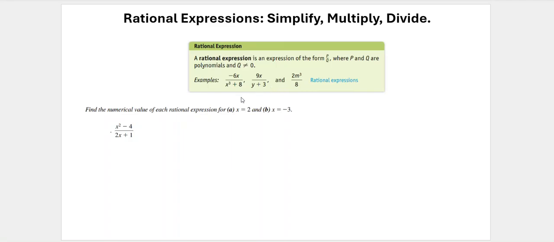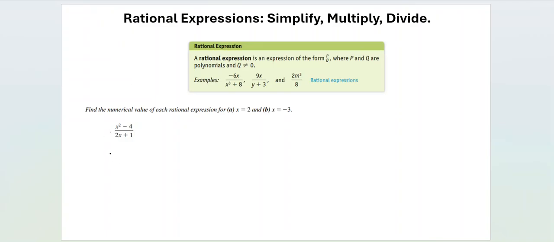Now, one of the first skills when we're working with rational expressions or with any kind of expression is to find the numerical value of the expression for given values of the variable. This is basically what we call evaluating the expression. So when we evaluate an expression, we are just finding the numerical value of the expression for given values of the variable. In this case, we're going to find the value of the rational expression when x is equal to 2 and when x is equal to -3. Well, let's start then, when x is equal to 2.